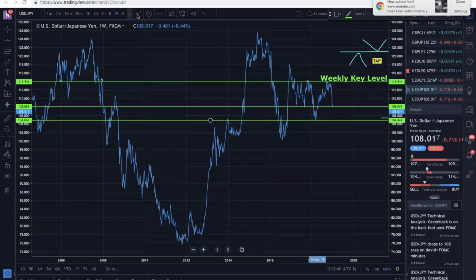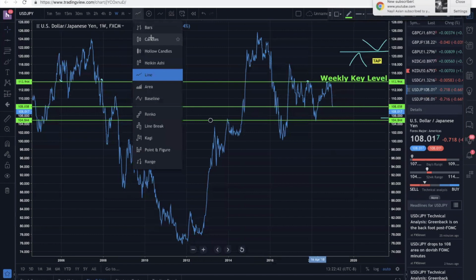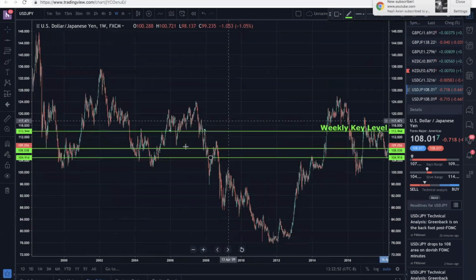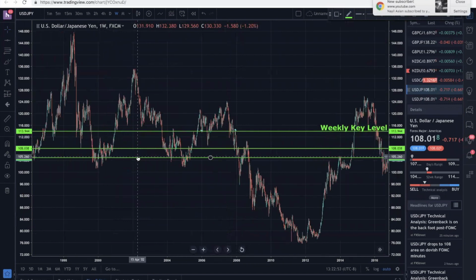Let me go ahead and look at this now. So I do see this area that was rejected here. I see this area as well. And if I look at price, it is holding up at this area really well.